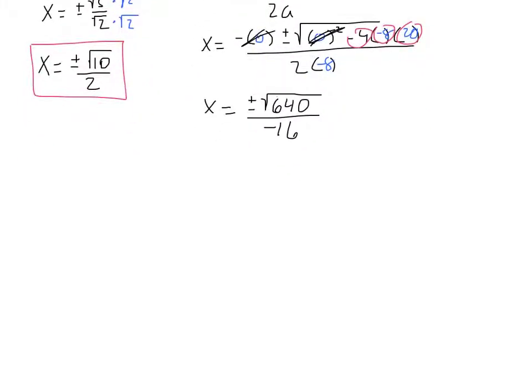Positive and negative square root of 640 over negative 16. What is the biggest perfect square that can be factored out of 640? Here's the thing.